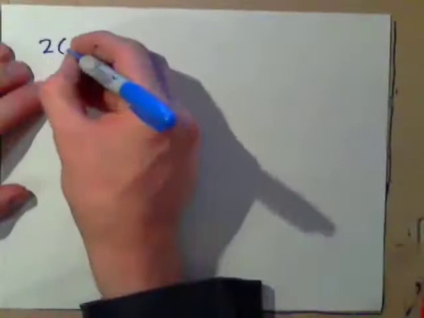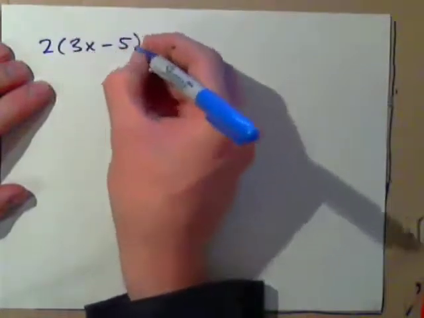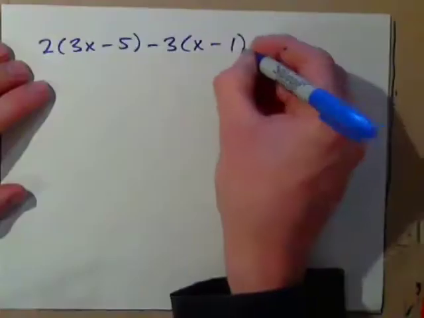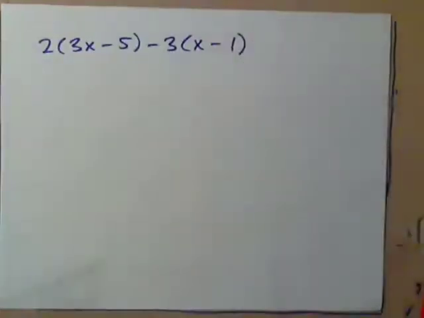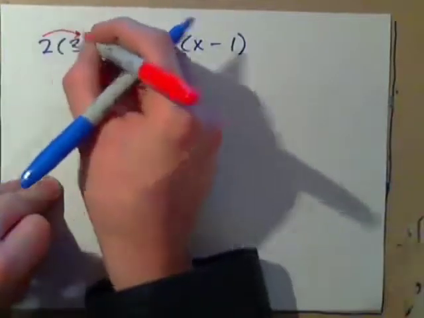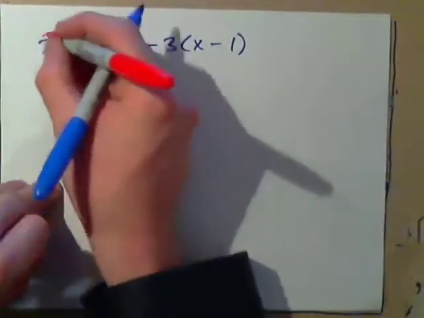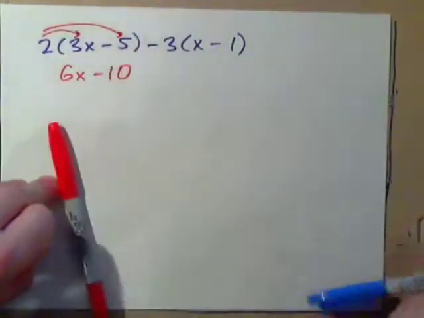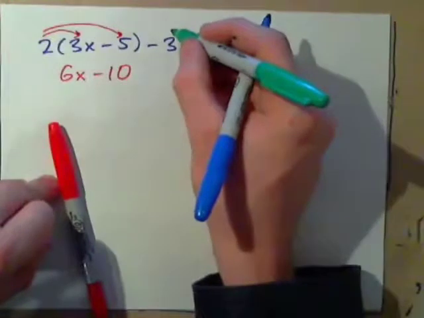How about this then? 2 times 3x minus 5 minus 3 times x minus 1. So we've got to apply the distributive property to remove parentheses. 2 times 3x, 6x. 2 times negative 5, negative 10, right? Now we've got to multiply this in.